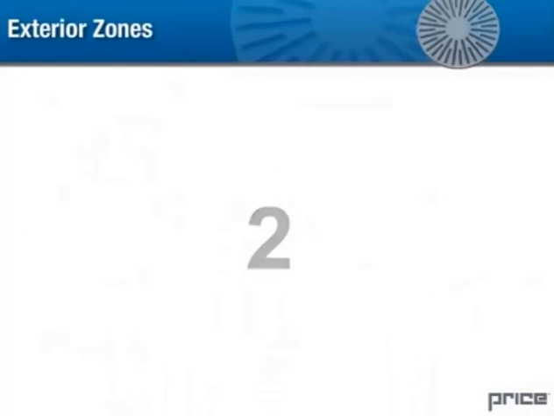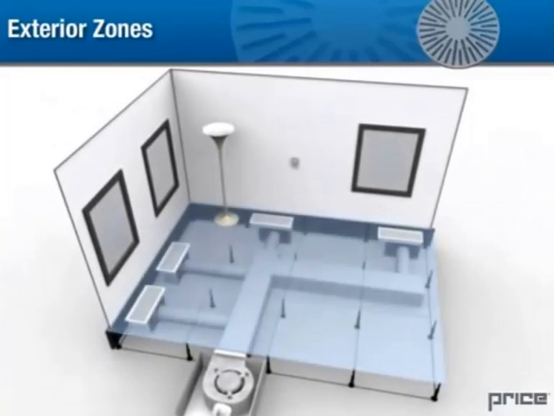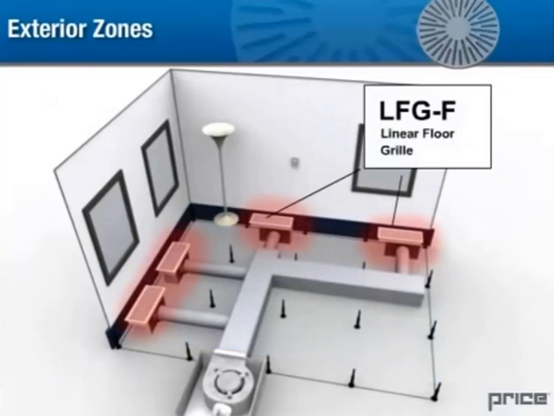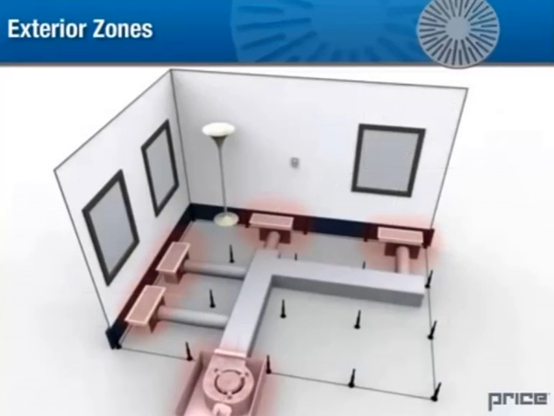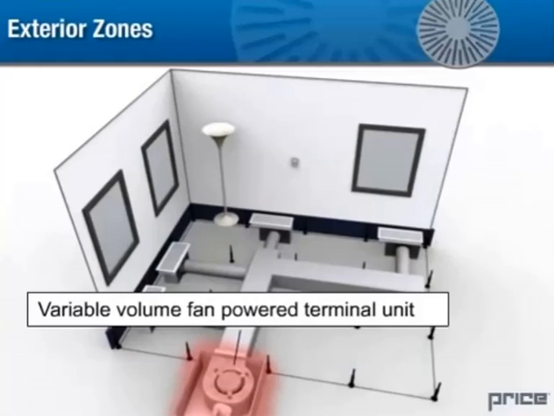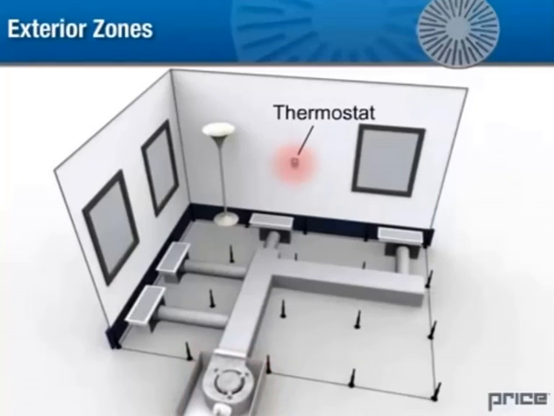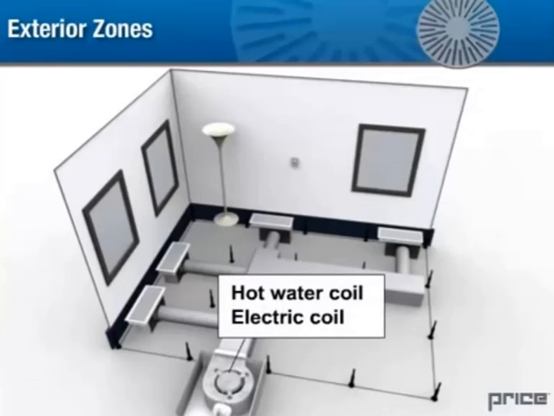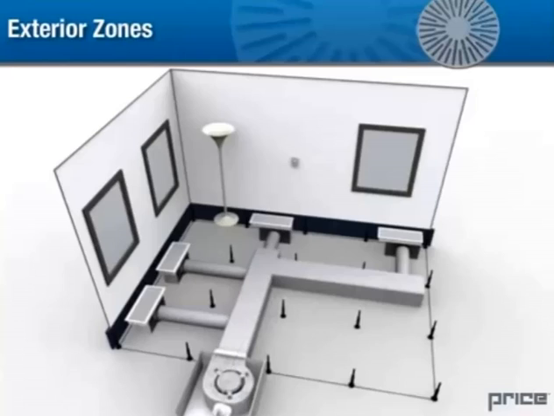2. The control zone is formed using ducted linear air outlets model LFGF, which are connected to a variable volume fan-powered terminal unit. This terminal unit is controlled by a thermostat located in the zone, increasing or decreasing the supply airflow in response to the thermostat signal to satisfy the demand. Supplemental heat, if required, is provided by a hot water coil or electric coil on the terminal unit. The VAV fan-powered terminal unit allows for a rapid response to any demand from the control zone.